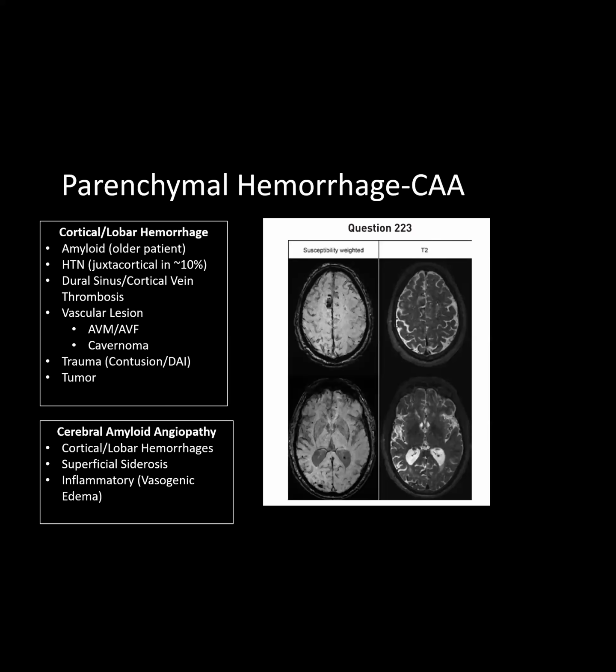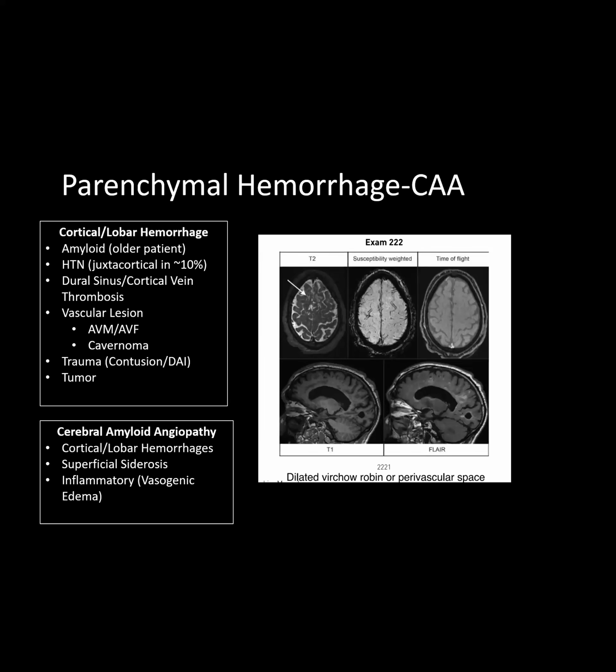Contusions and DAI we talked about. And then lastly, like the last case, if you have a tumor, either primary or metastatic, and it bleeds, that can also give you a parenchymal bleed that's in the differential for parenchymal hemorrhages. This specific case, because it has a cortically based hemorrhage in the sulci, what's called siderosis, is a pretty good appearance for CAA actually.